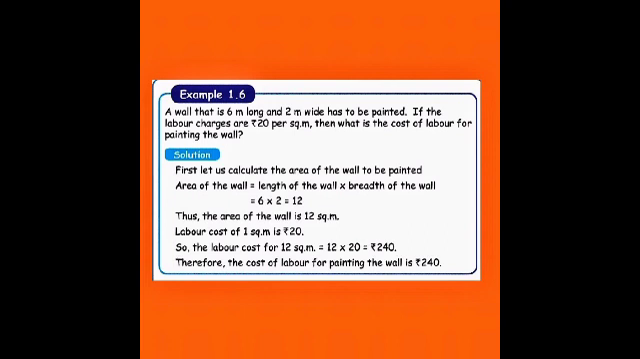Labor cost for 1 square meter is 20 rupees. Now we want to paint 12 square meters of that wall. So that is 12 into 20, which is equal to rupees 240. Therefore the cost of labor for painting the wall is rupees 240. If you give 240 rupees, the wall could be painted fully. Okay, let's see the next example.